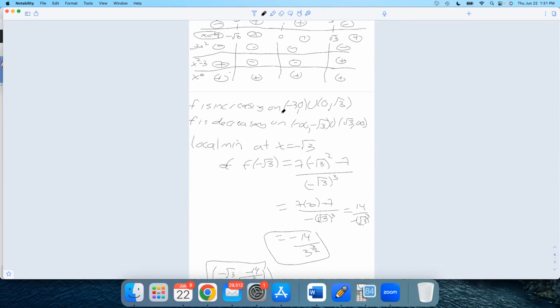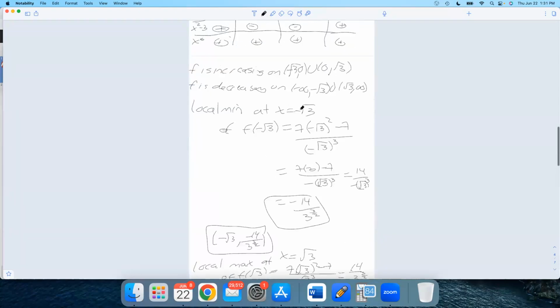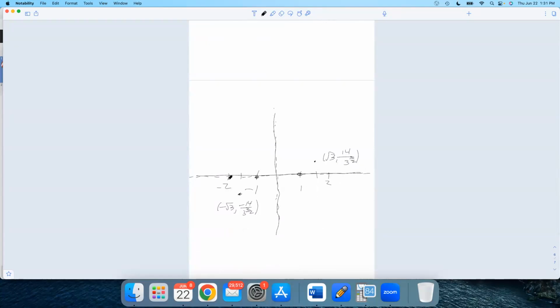So we're increasing from negative root 3. That's supposed to be a root 3, I apologize. We're increasing from negative root 3 up to 0. So from here to here, we're increasing, and we said that's a vertical asymptote. So the graph has to look like that. It has to, because in this region right here, we were increasing. Negative root 3 up to 0.